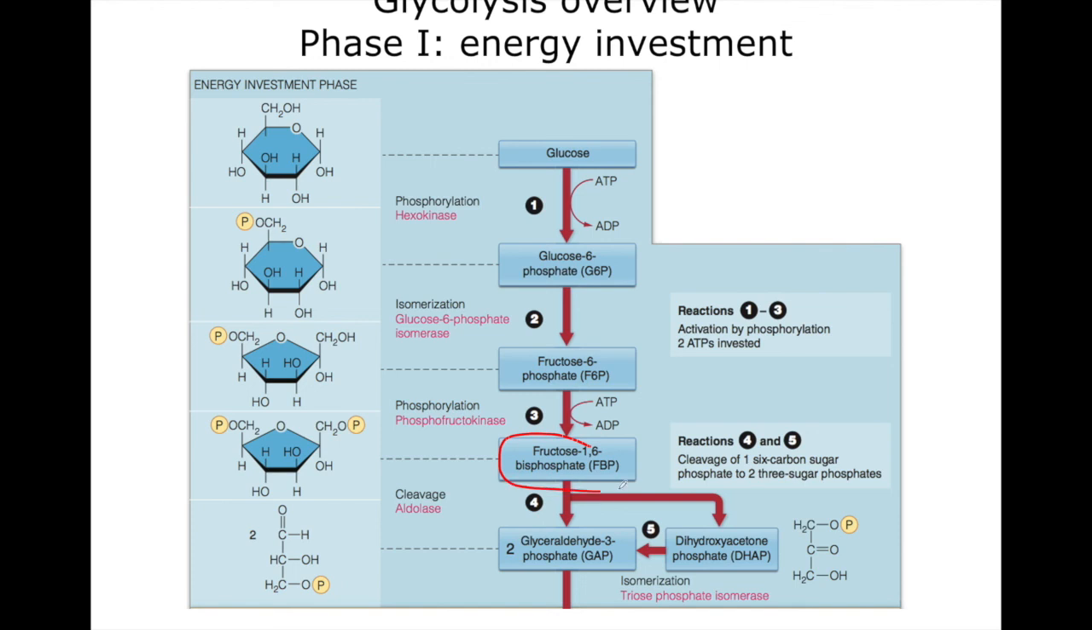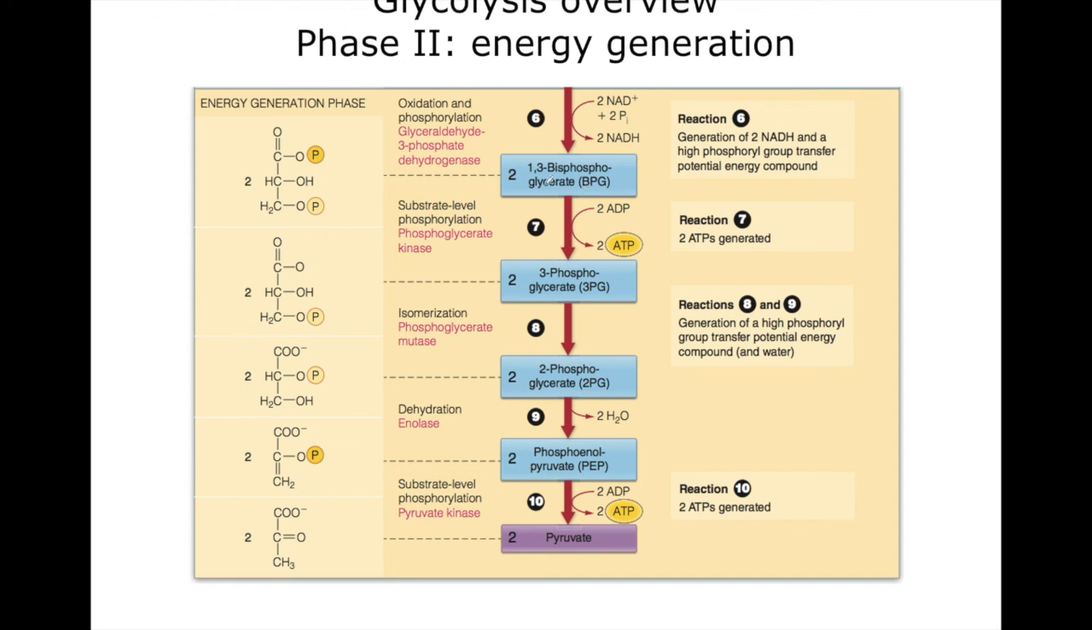Remember, this step right here is one of the most important regulatory points in glycolysis, because this is the first committed step in glycolysis. Then our fructose 1,6-bisphosphate is broken apart. We form one glyceraldehyde 3-phosphate, one dihydroxyacetone phosphate. The dihydroxyacetone phosphate that's formed is converted into glyceraldehyde 3-phosphate, and that enzyme is triose phosphate isomerase. So we end up with two of these glyceraldehyde 3-phosphates. Those two glyceraldehyde 3-phosphates are then converted into 1,3-bisphosphoglycerate. Again, we've got two of those.